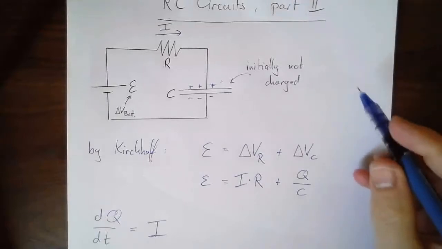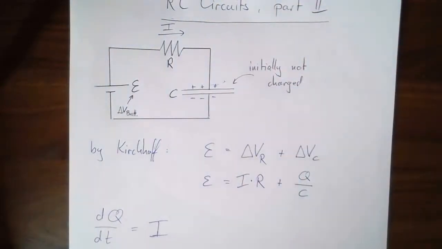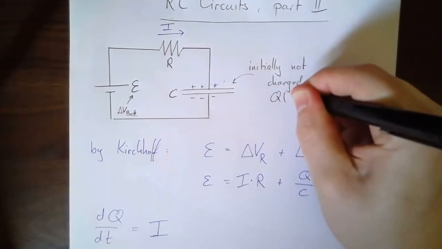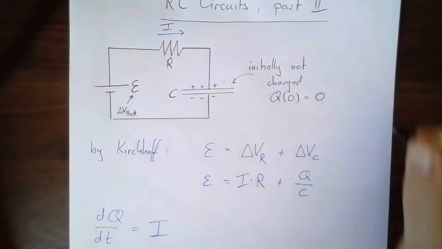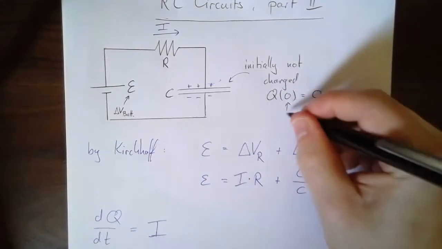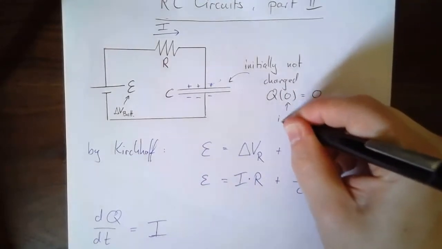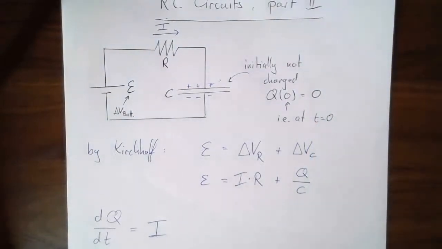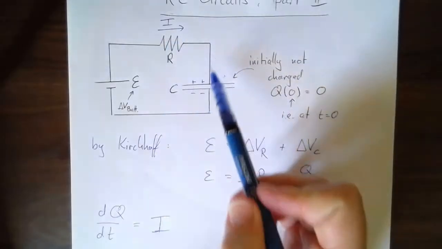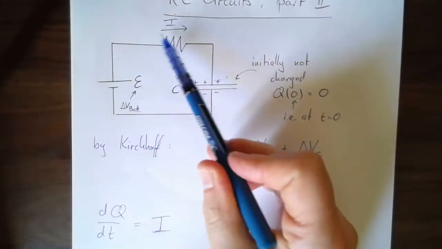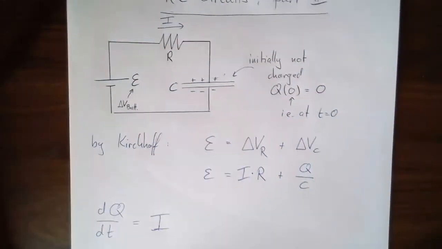Initially not charged, so I guess we could write that Q at 0 equals 0, but it's not going to stay that way. So Q is a function of time. This says at t equals 0, there's no charge. But that's going to change as current flows. And the moment we turn on the battery, say, current's going to flow because of the potential difference across the resistor.